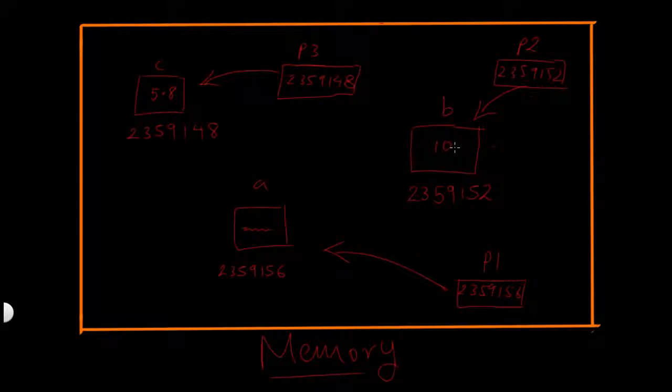In case of p2, p2 stores the address of b, which is this. So p2 points to this memory location, and using pointer p2 we can access the data which is stored in this memory location, and the data here is 10.